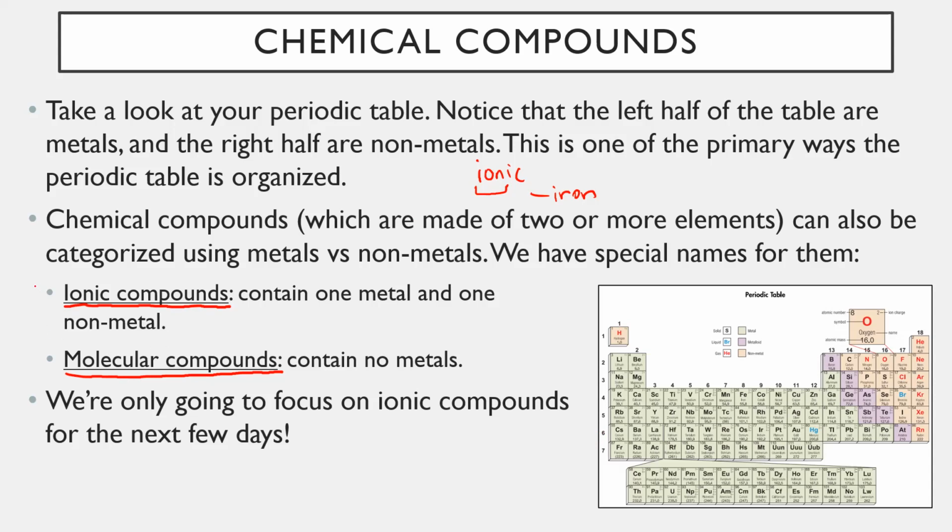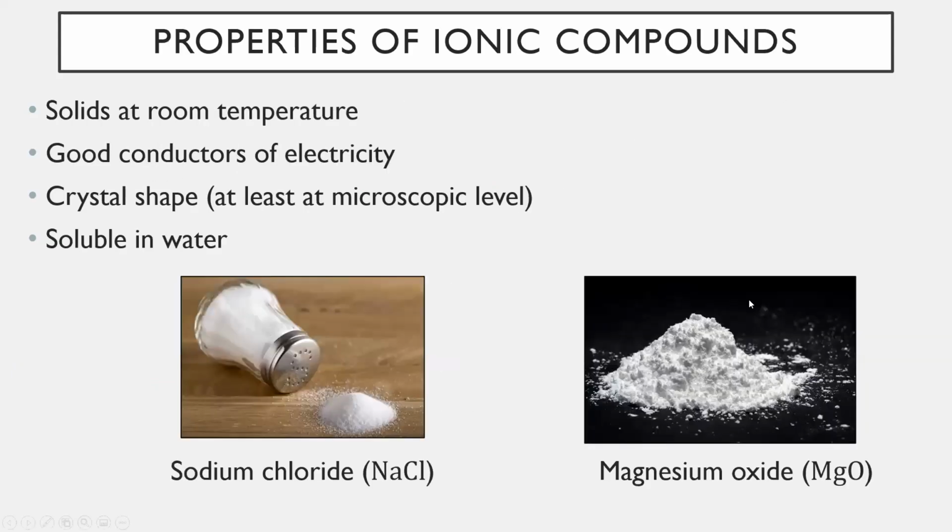The only ones we need to understand, though, are ionic compounds, which are a metal and a nonmetal, and molecular compounds, which are just two nonmetals. In other words, no metals at all. Again, we're only going to focus on ionic compounds for the next few days. Molecular compounds will come around in a little while. So we're focusing on when we take one metal and one nonmetal today. Keep that in mind.